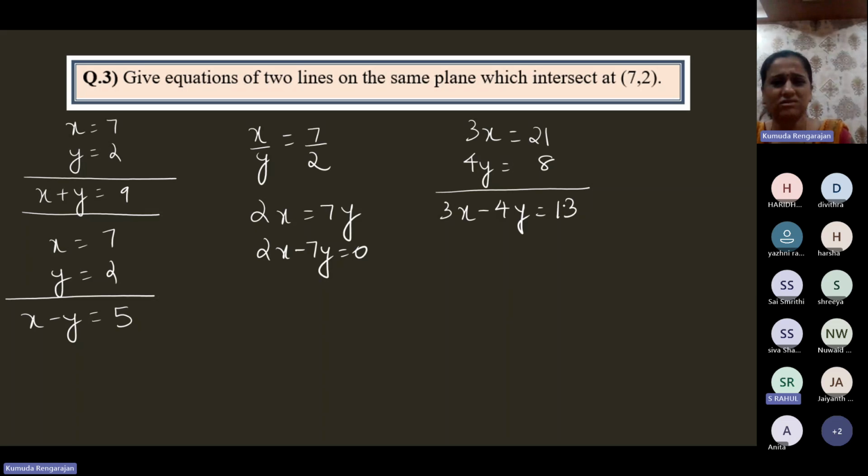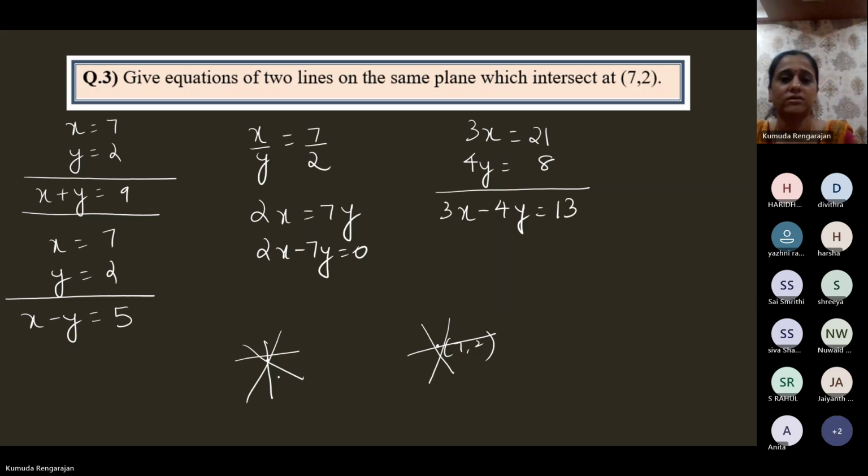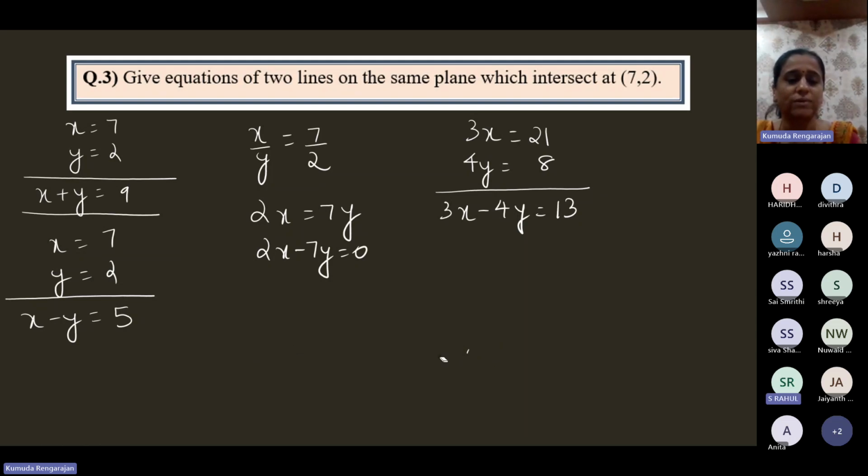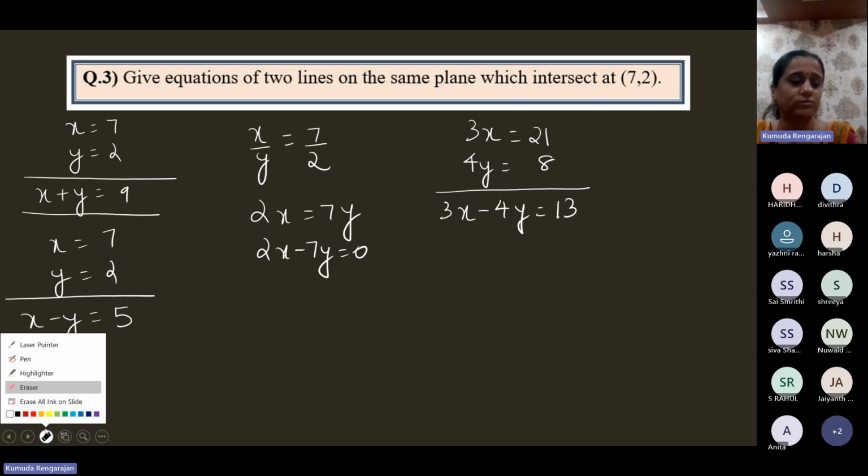So like this, you can construct, because we know through this point 7, 2, infinitely many lines can pass. Infinitely many lines can pass through a given point. So you can give the equations of so many lines passing through this point 7, 2.